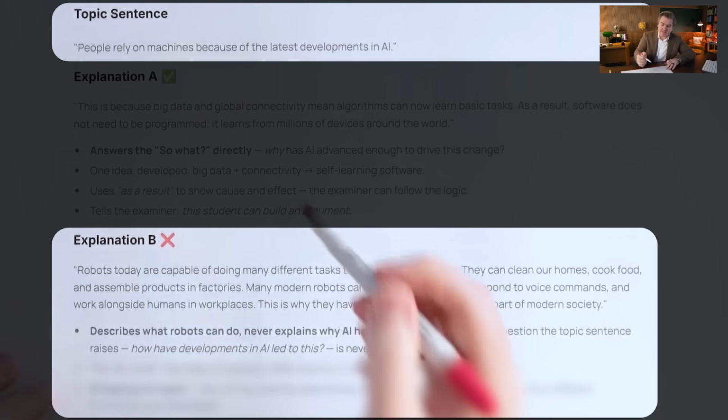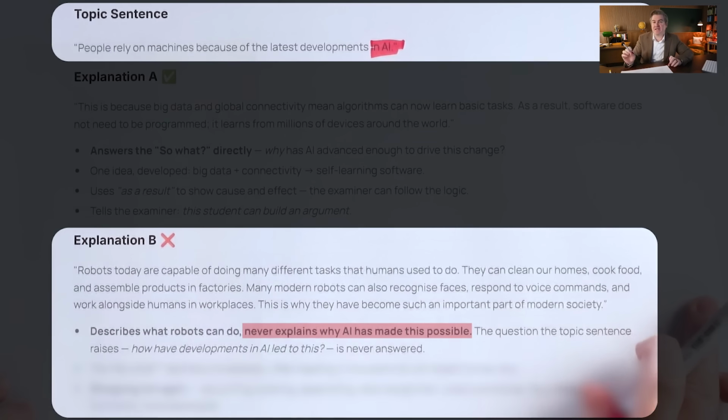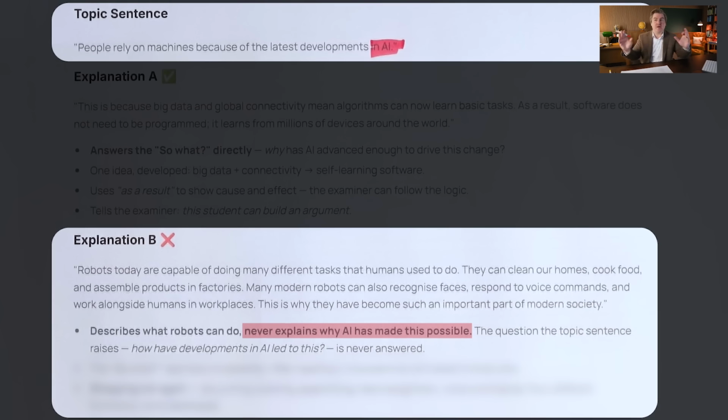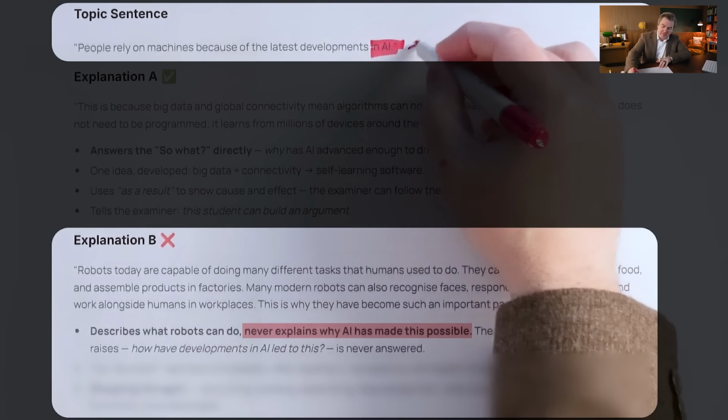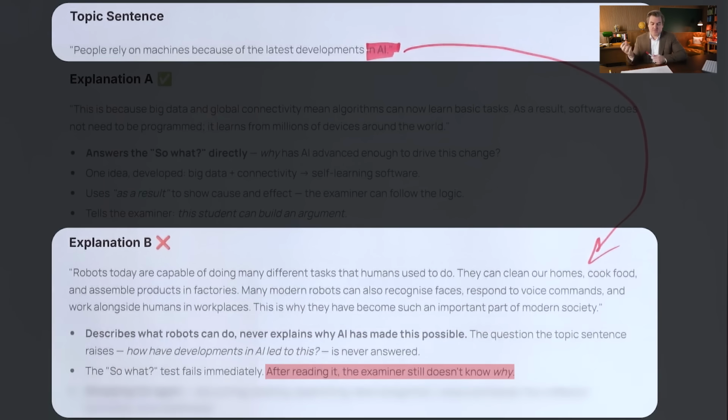Well, the topic sentence is about AI. Have they talked about AI at all? Have they explained their topic sentence? The explanation is not a general explanation of the general topic. It is an explanation of this. So does it actually talk about this? No, it doesn't. So the examiner is reading this and they don't understand why. They're like, so what? Well, so what about it can do all these things? What's that got to do with AI?